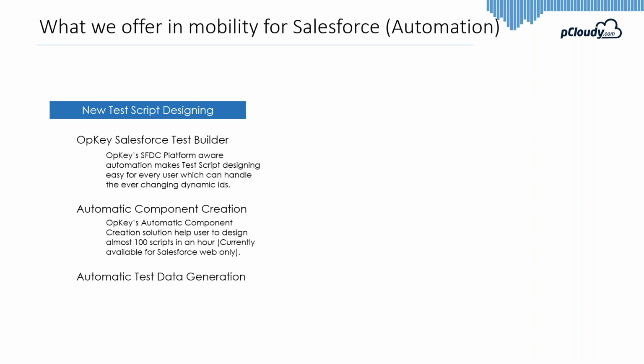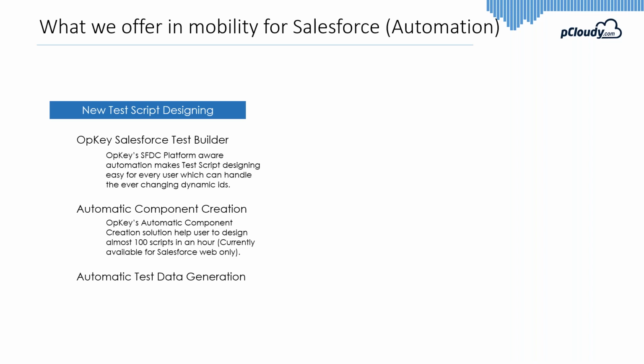So we have mentioned two of the challenges for automation, one is the new test script designing. For that we have the Salesforce test builder, which can create the automatic test cases once we have opened the test builder, and we can perform the actions on the application. And once that is done, it can create the scripts automatically. So whatever actions we perform, it will simply record that and it will create a script out of it.